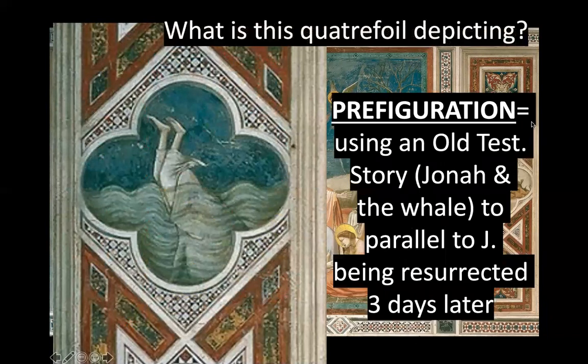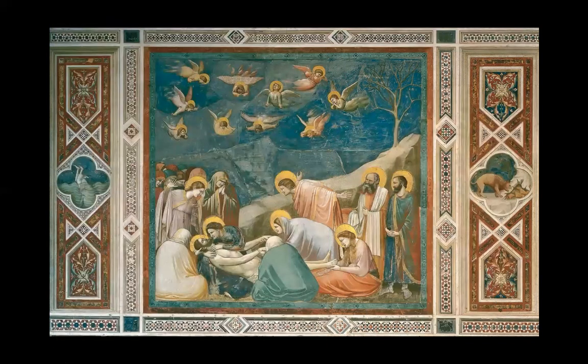All right, so this is an example of prefiguration, which we talked about with the Catacomb of Priscilla in early Christian art. So it's using a story from the Old Testament. What's happening is Jonah is being swallowed by the whale, and he sits in that whale for about 3 days, and then he emerges from the whale. So this is a story being used to parallel the idea of Jesus being resurrected 3 days later. Right?